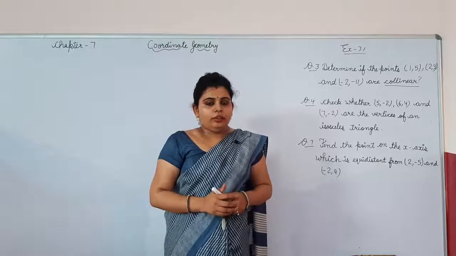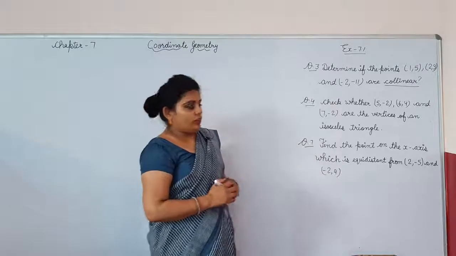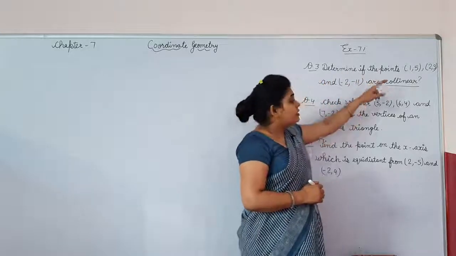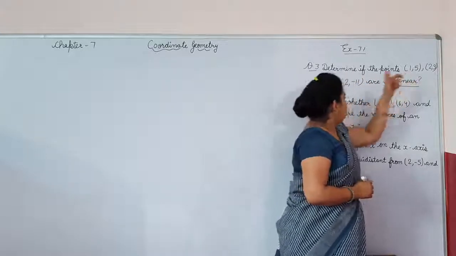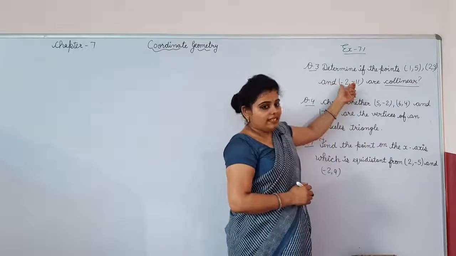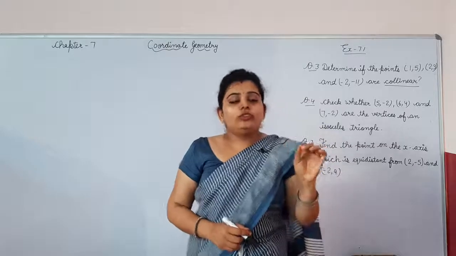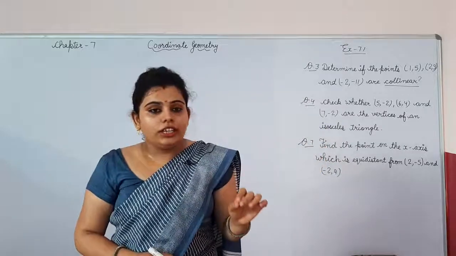Question number 3 of exercise 7.1. What is given in this question? Determine if the points (1, 5), (2, 3) and (-2, -11) are collinear. There are 3 points given and you have to prove whether these points are collinear or not.